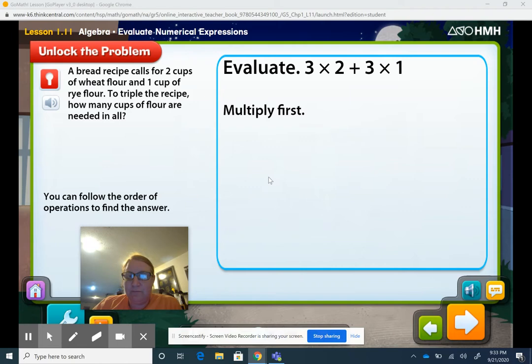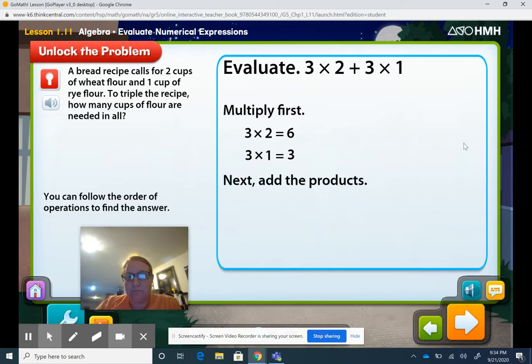Let's start by multiplying. So the way that they got these numbers is that there are 2 cups of wheat flour. So we would triple that, 3 times 2. And so add 1 cup of rye flour, but we need to triple that as well. So 3 times 1. So first we're going to multiply. 3 times 2 equals 6. Then multiply 3 times 1. 3 times 1 equals 3.